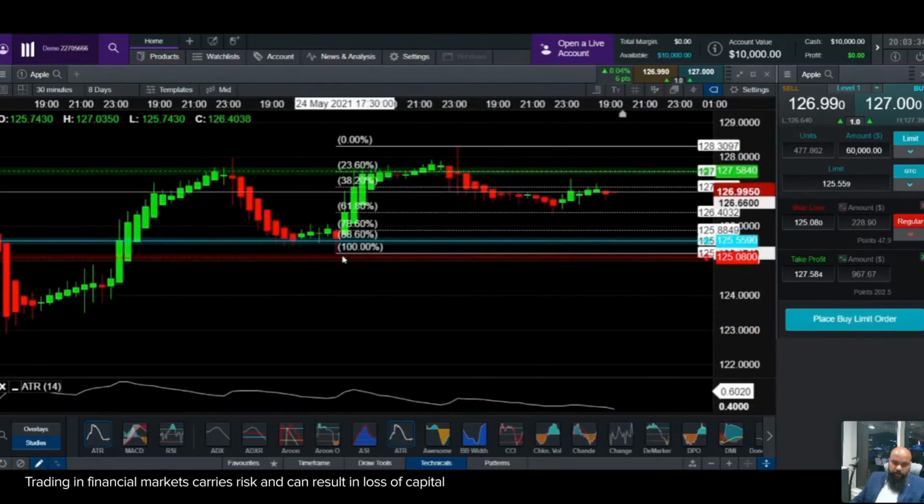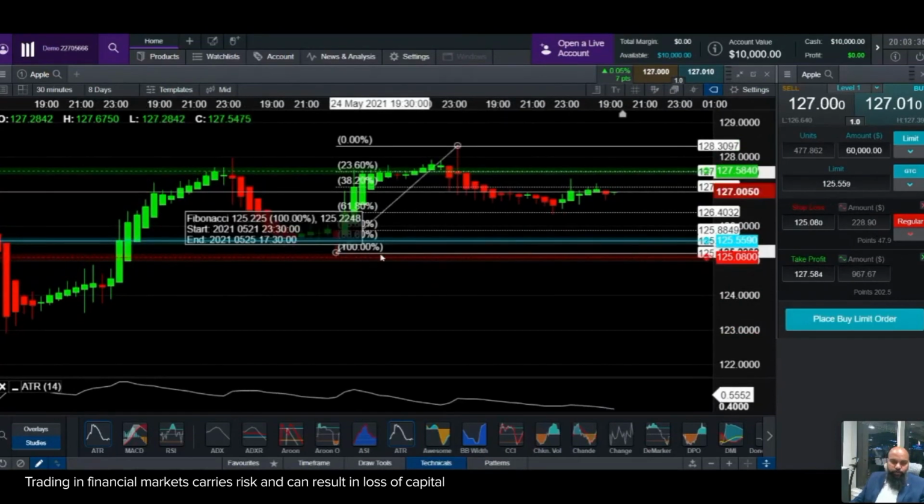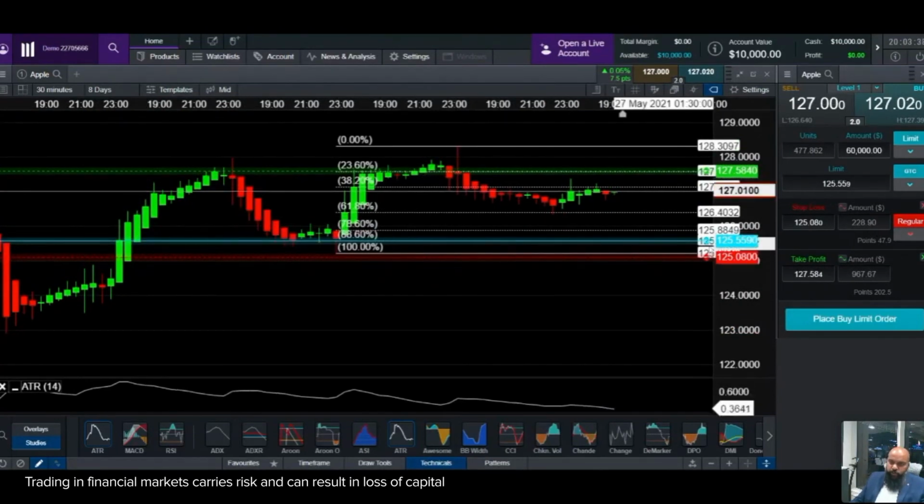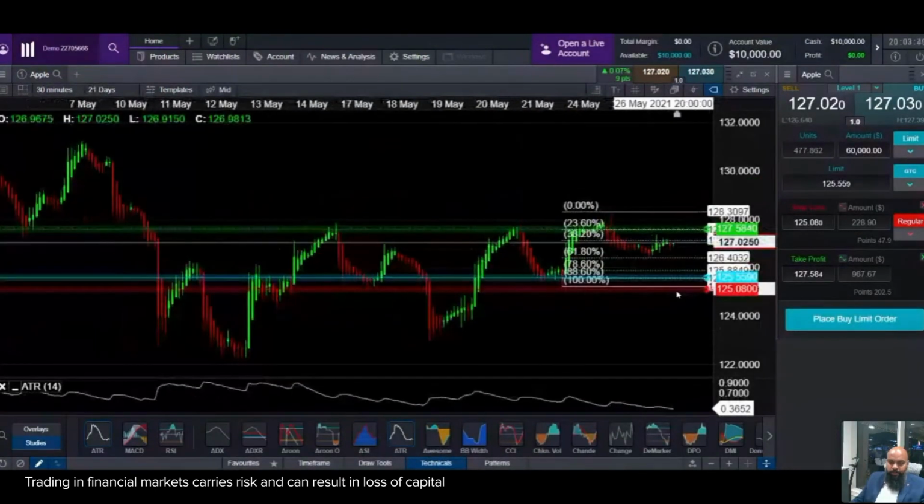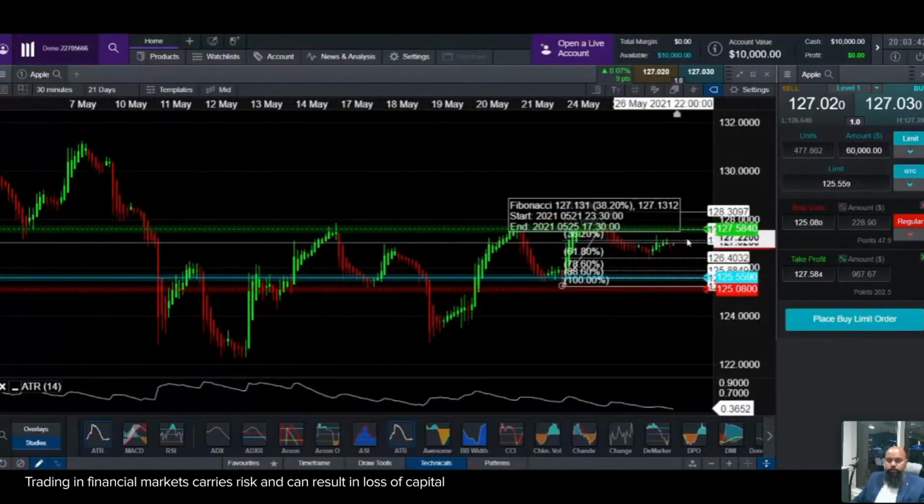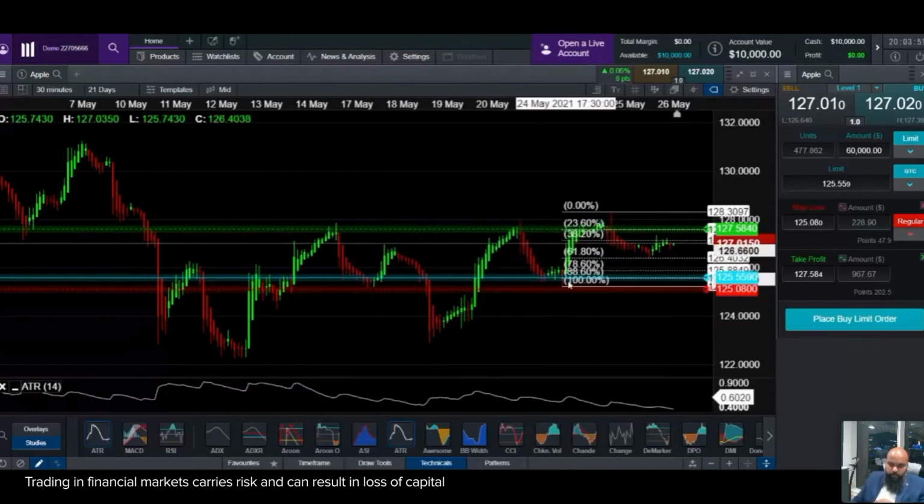Now I think on Fibonacci you would have learned how to enter. I just showed you how to use stop losses and take profit, so that you can take advantage of all the trades that you see on Fibonacci retracement, but with the stop loss and take profit. I'll give you another example where it would have failed for me.